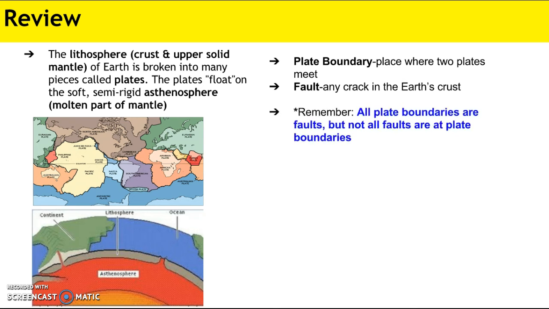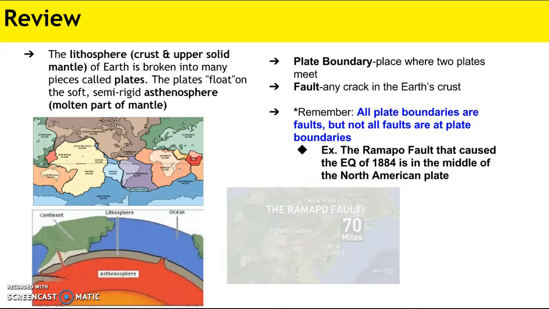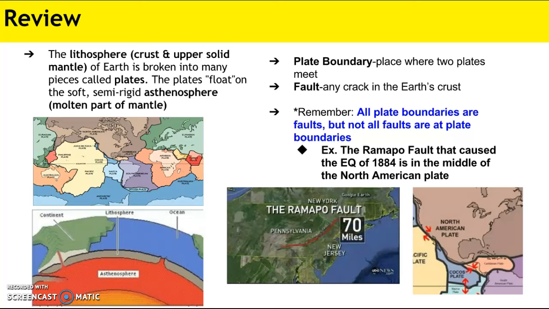Anytime you see blue during this, you might want to write that information down, something important. We want to remember that all plate boundaries are faults, but not all faults are at plate boundaries. An example of this would be the Ramapo Fault that caused the earthquake of 1884 that we talked about in class. The Ramapo Fault occurs in the middle of the North American plate, so it's a fault, but it does not occur at a plate boundary, unlike the San Andreas Fault, which is both a fault and also occurs at a plate boundary.